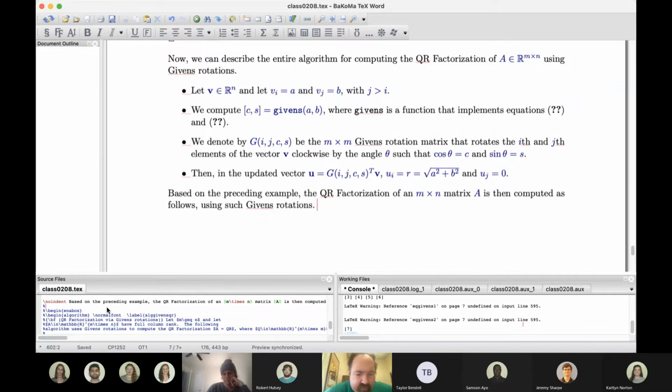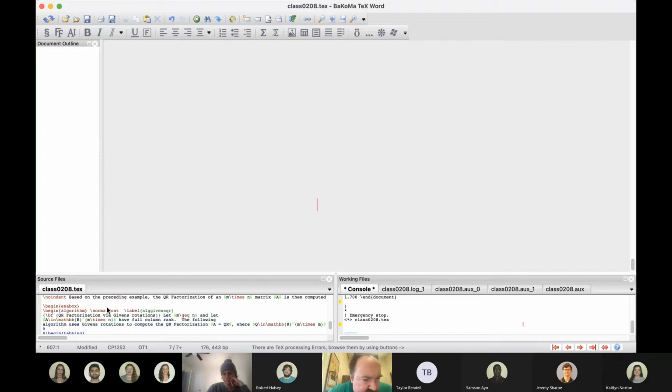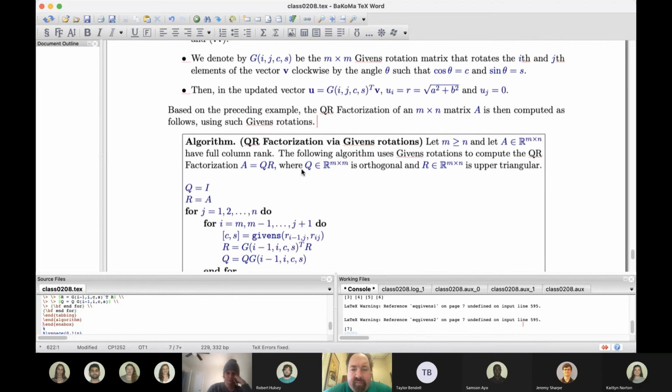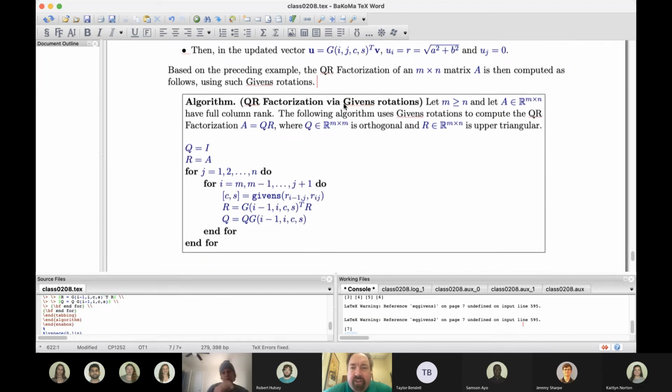So here's the algorithm. QR factorization using Givens rotations. It's formalizing what I showed you in the example. First, Q is the identity matrix. R will just be A. I'm going to keep working on R to make it upper triangular. And as I do, I can accumulate Givens rotations, a product of them, and that will give me Q.